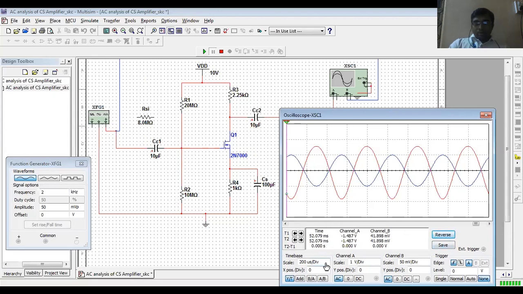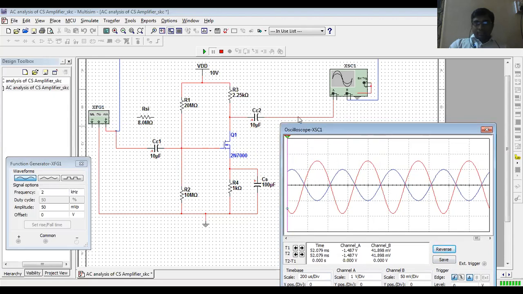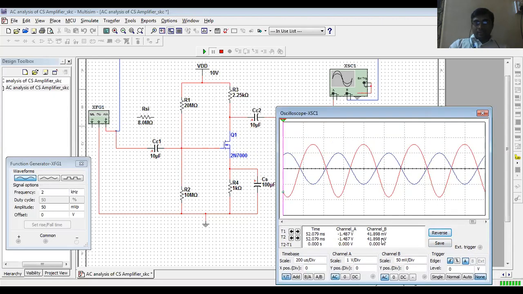Now this red color is connected to your channel A, meaning this is the output, and the blue color is connected to the input of the amplifier, meaning blue indicates channel B, the input signal, and the red color indicates the output signal. First of all, there are 2 scales for measuring the level of input and output signals.